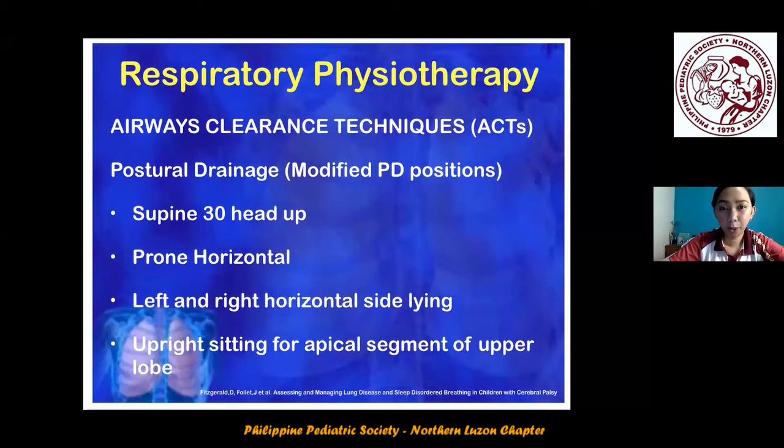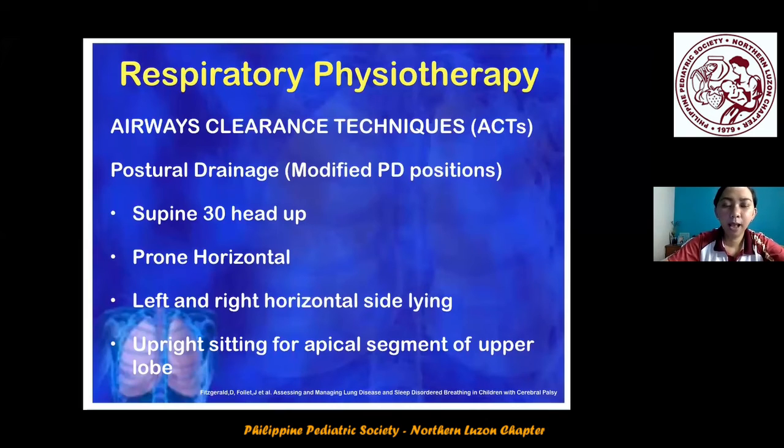So we can have postural drainage, but for this matter, it's a modified postural drainage position. These are gravity-assisted positionings to drain lung areas of secretion. Actually, the position can include a head-down position to facilitate drainage. However, we don't use this, and it has been debated due to the increase in the severity of gastroesophageal reflux. Thus, we use the modified PD position.